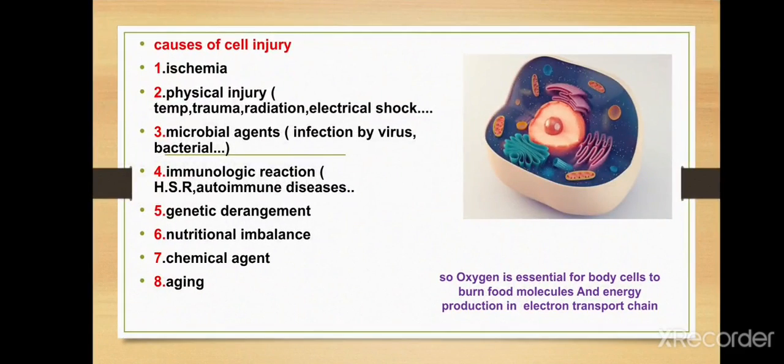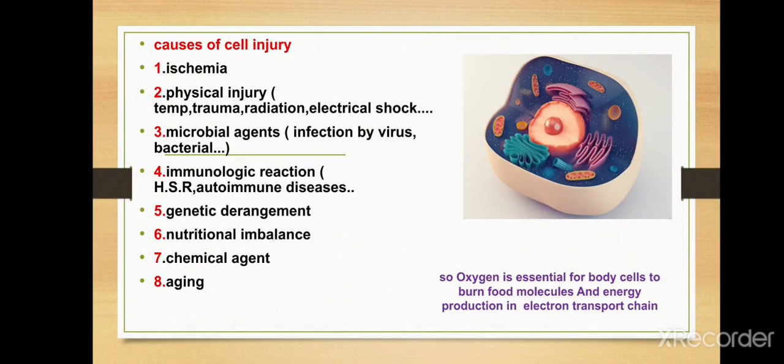Causes of cell injury. Number 1, ischemia. Number 2, physical injury, like temperature, trauma, radiation, electrical shock, and other. Number 3, microbial agents, which means infection by a virus, bacteria, fungi, parasite, and other. Number 4, immunologic reaction, like in hypersensitivity reaction, autoimmune disease, and other. Number 5, genetic rearrangement. Number 6, nutritional imbalance. Number 7, chemical agent. And number 8, aging.